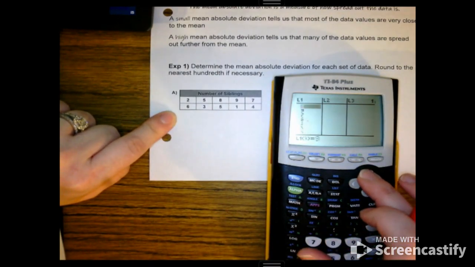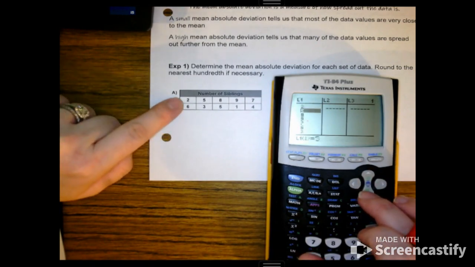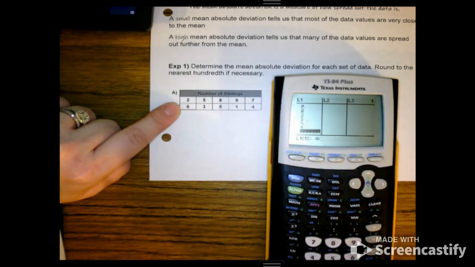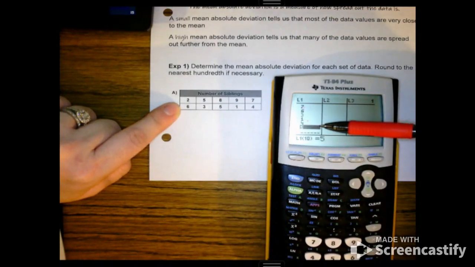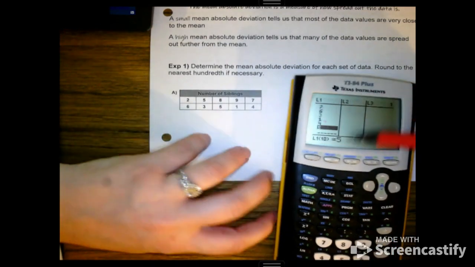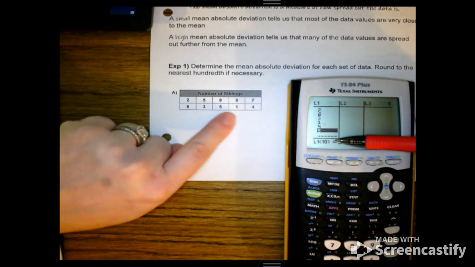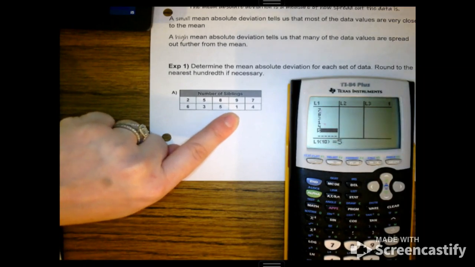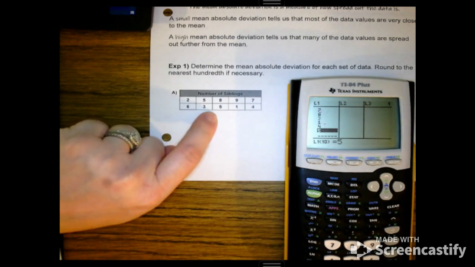I think I missed a number. 2, 5, 8, 9, 6, 3. Okay, I forgot a 5. Make sure that when the strip right here is highlighting the last number, you have 10 values. Like it says L1 and then it says 10. Because were there 10 numbers in the set? Yes. So I need to make sure that I have 10 entered, because if you don't enter it correctly, it's going to be wrong. Okay, what do I do after I put all my numbers in?